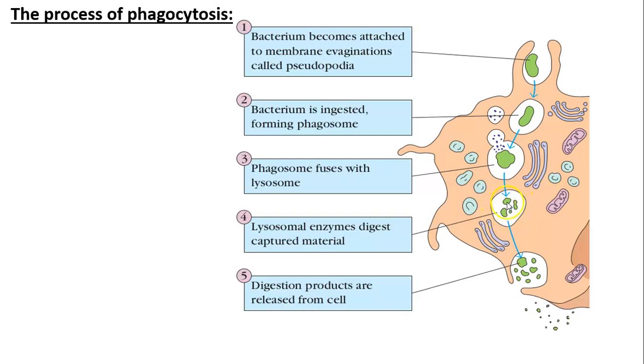So now I have destroyed microorganism, which is now a waste in my phagosome. I need to excrete it. So the cell will put this phagosome near the edge, near the cell membrane, and open an exit and release these digested particles or products outside of the cell. So this is how phagocytosis works.